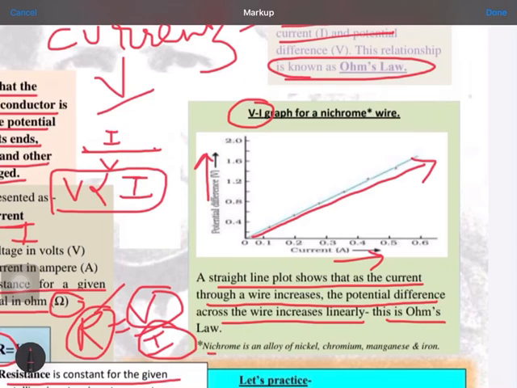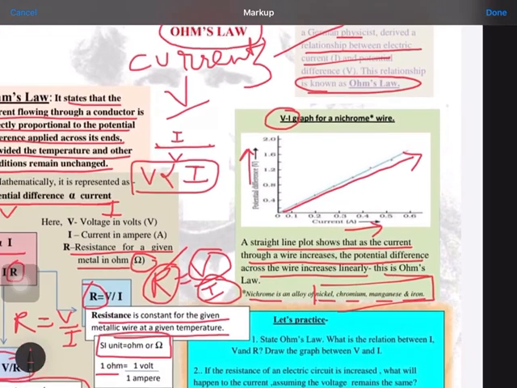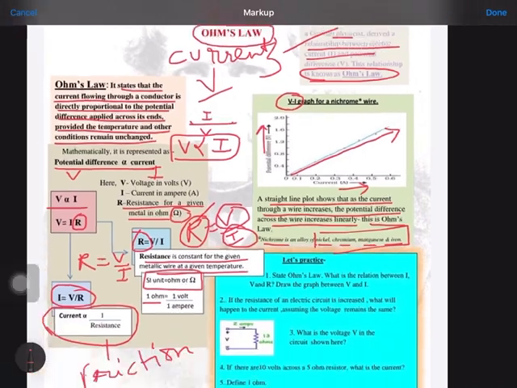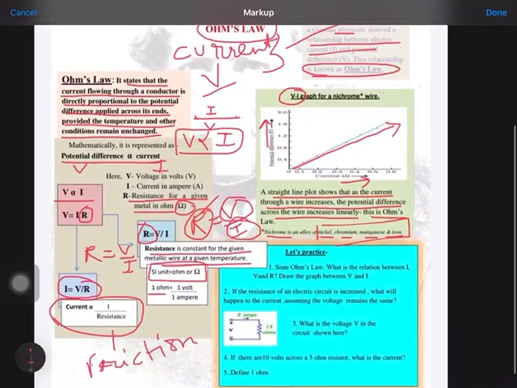And what is nichrome? It is an alloy of nickel, chromium, manganese and iron. This is not very important from the physics point of view, but it will help in your chemistry. Now come to the question answers.